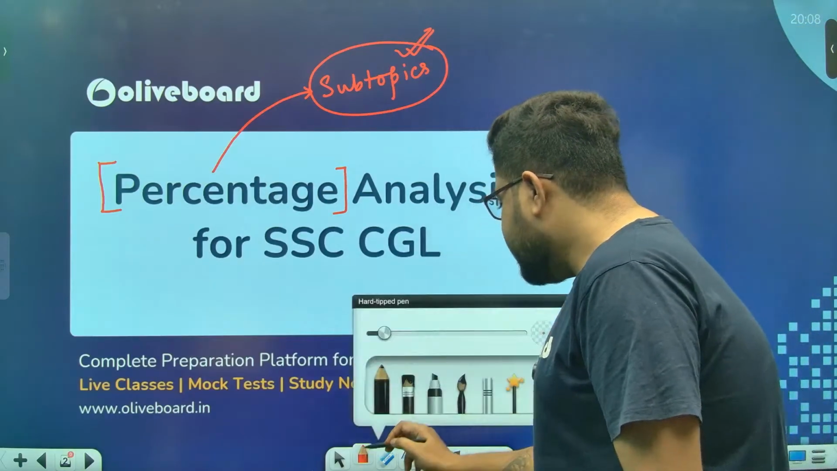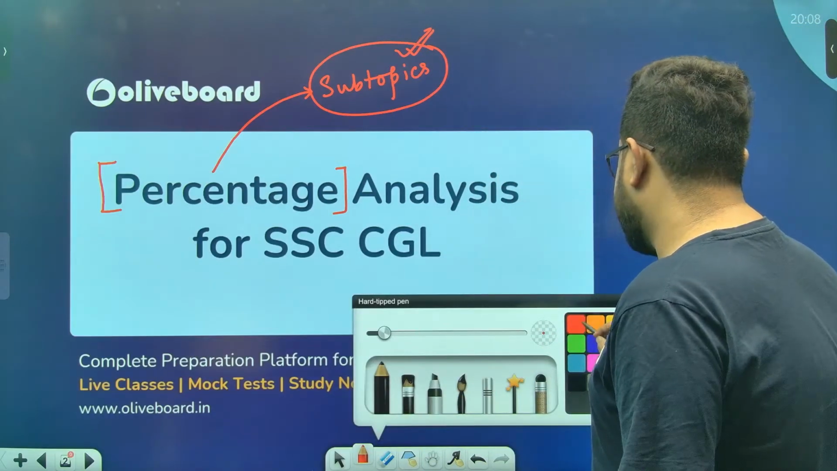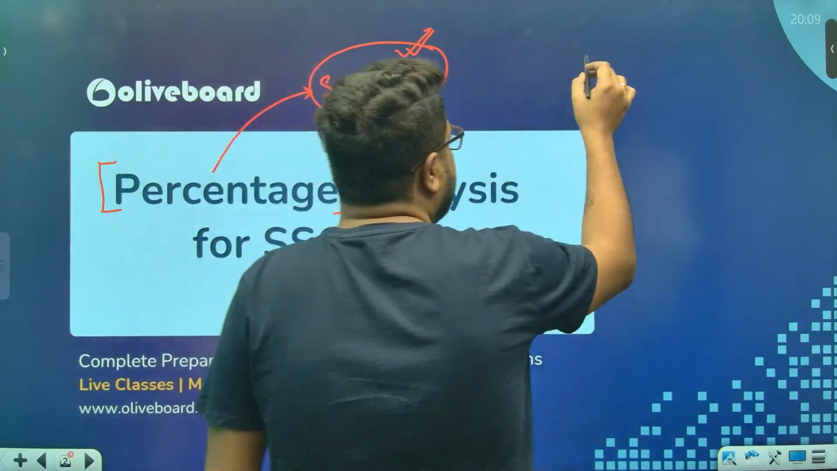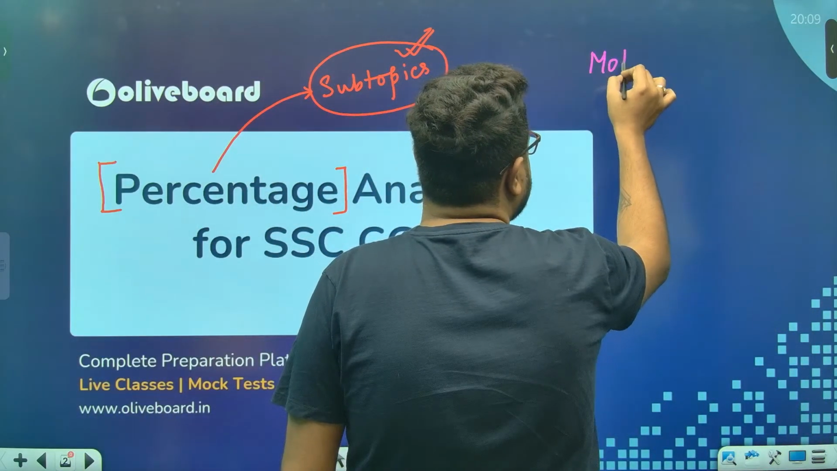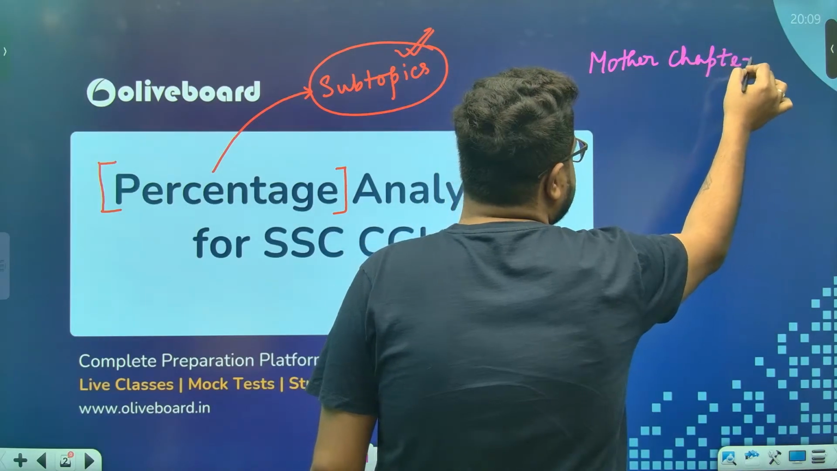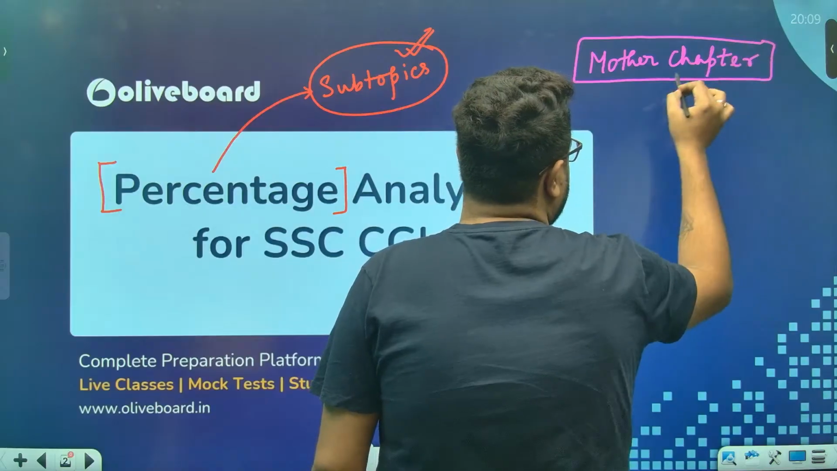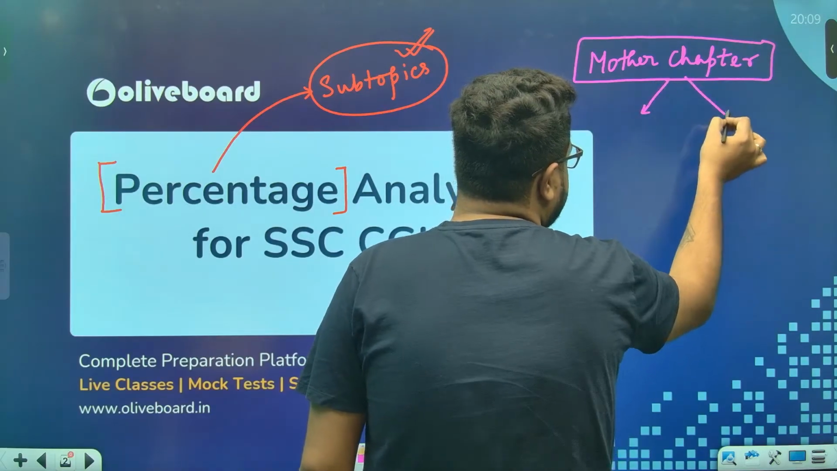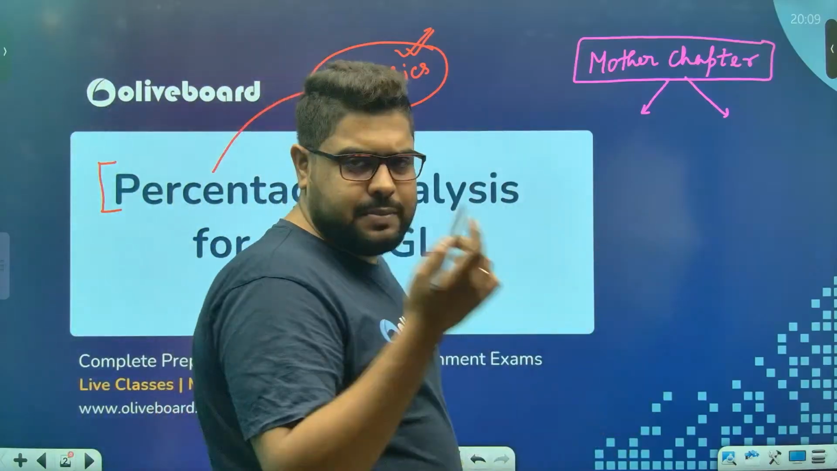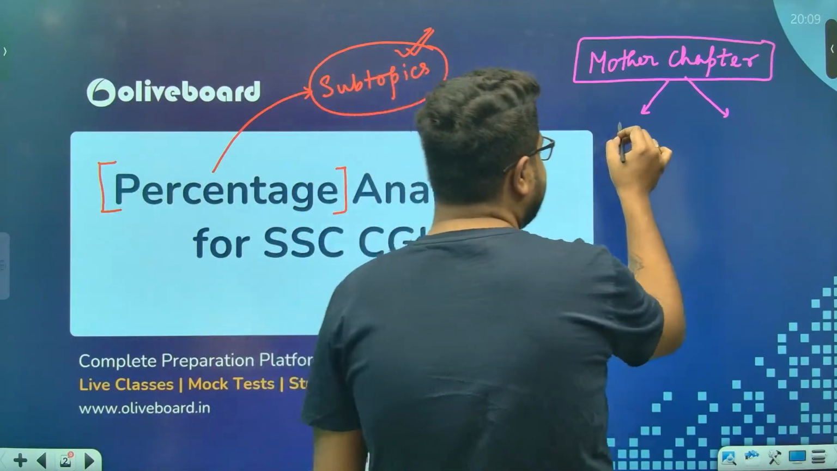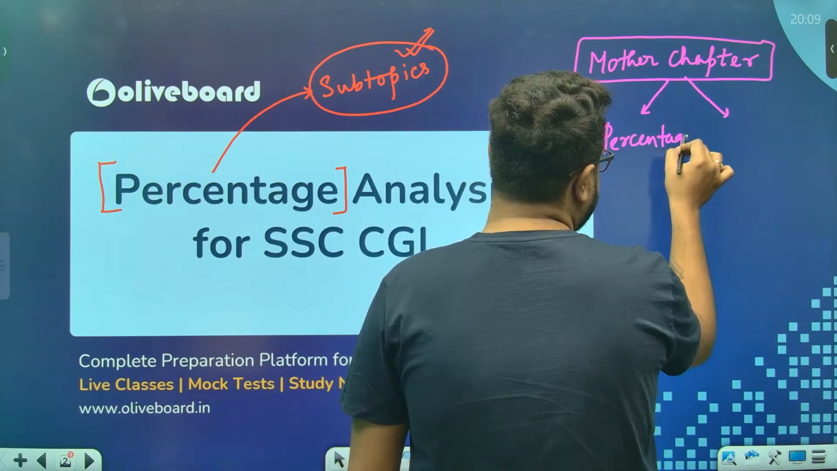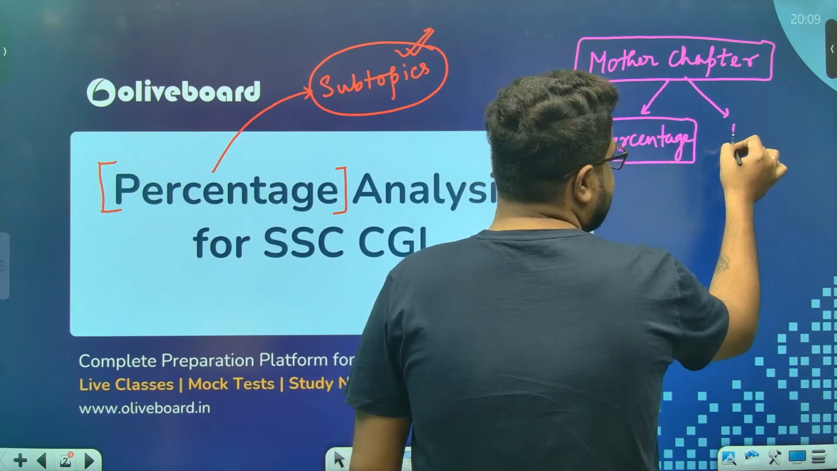Before I even start with this week's chapter, let me just say this. Percentage is one of the mother chapters. Why am I calling percentage a mother chapter? According to me, there are mainly two mother chapters. Some say three, but I feel two is enough. One is percentage, which we'll be doing today. Another is ratio.